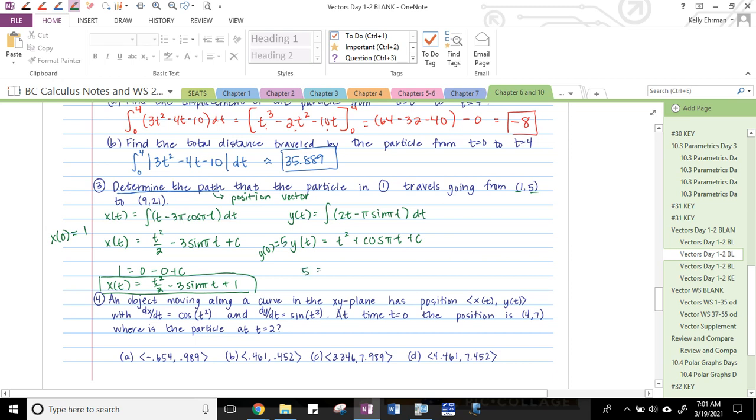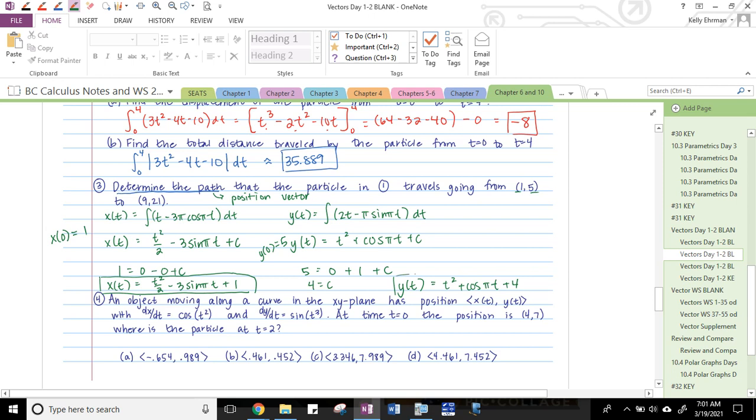The reason I'm not just saying, oh, so c equals 5 is because remember, this is when t is 0. So yes, 0 squared is 0, but the cosine of 0 is 1. So we have to be careful there. c is actually just 4. So y of t is equal to t squared plus cosine of pi t plus 4.